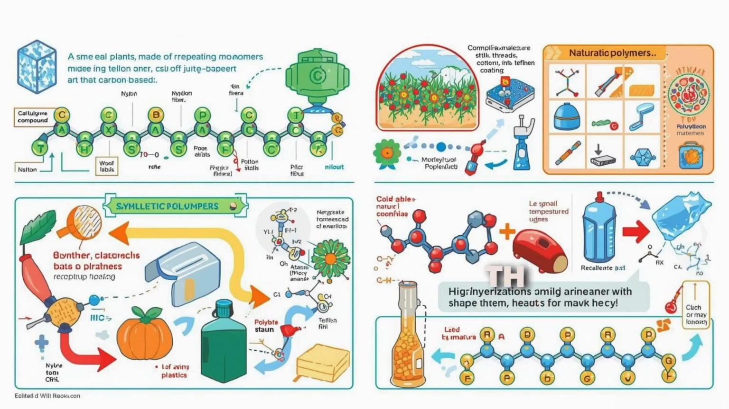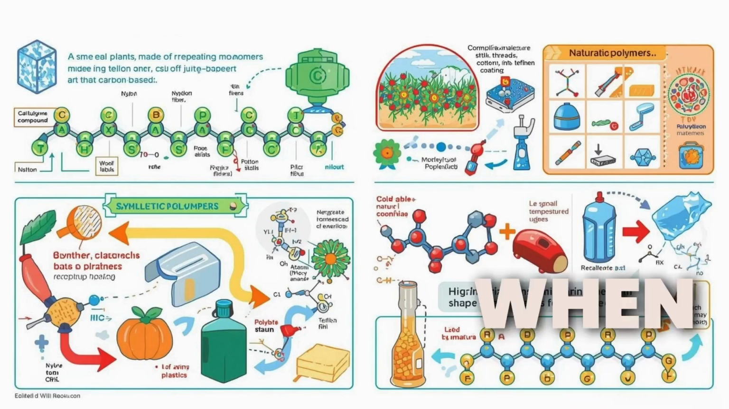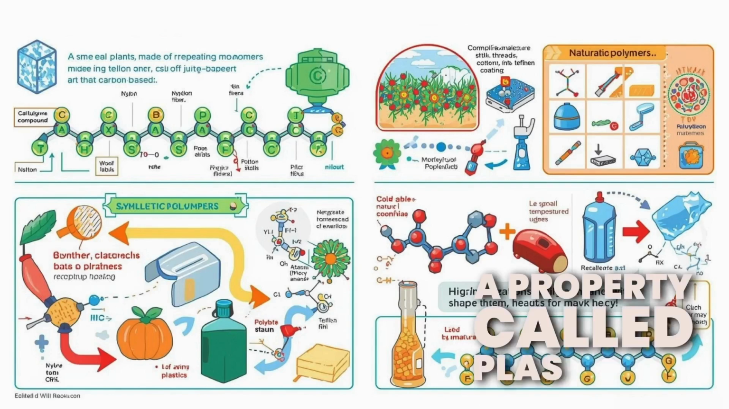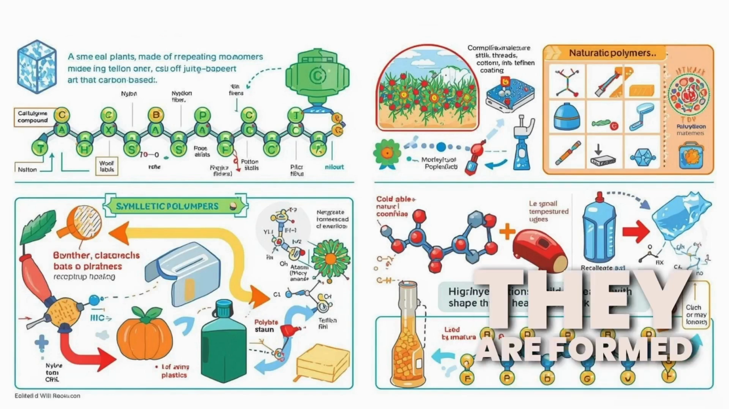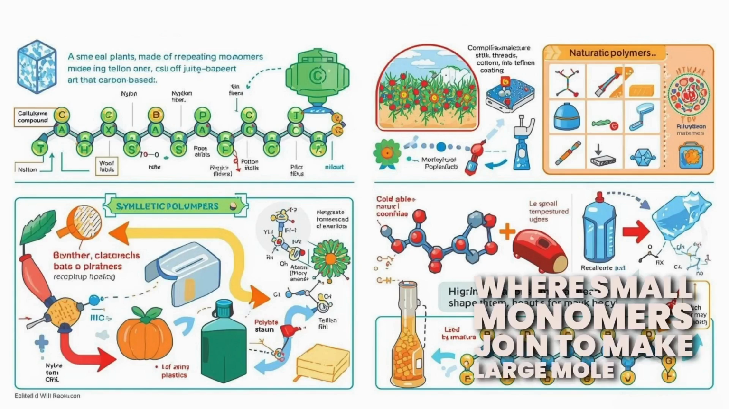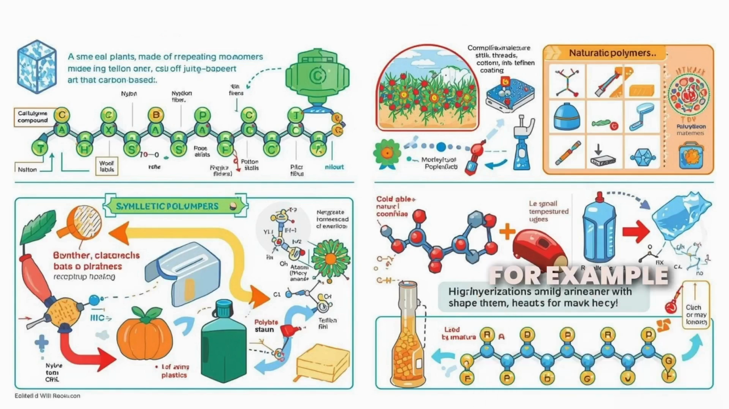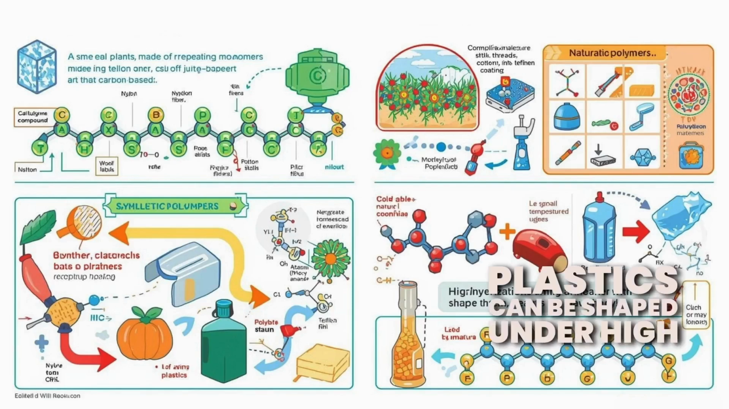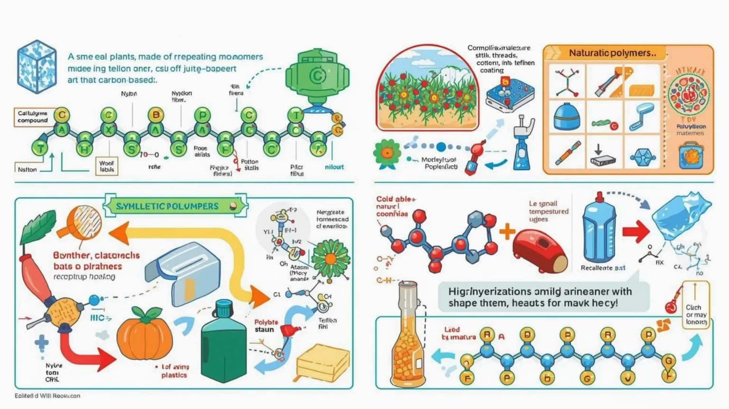Plastics are polymers that can be molded into different shapes when heated, a property called plasticity. They are formed by polymerization, where small monomers join to make large molecules. For example, ethylene, CH2=CH2, polymerizes to form polythene. Plastics can be shaped under high temperature and pressure.